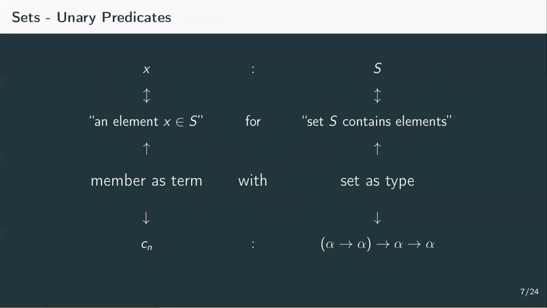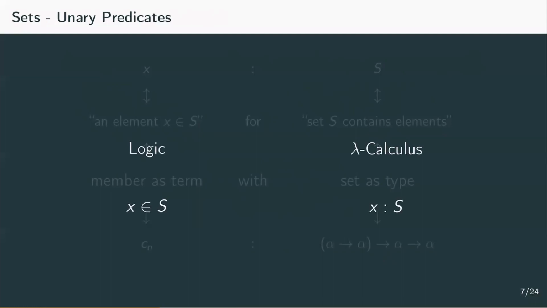So, in conclusion, a set S is constructed as a type, and every member of the set is a term of that type. If the set is not empty, that type is inhabited. If the set is empty, the type is not inhabited.